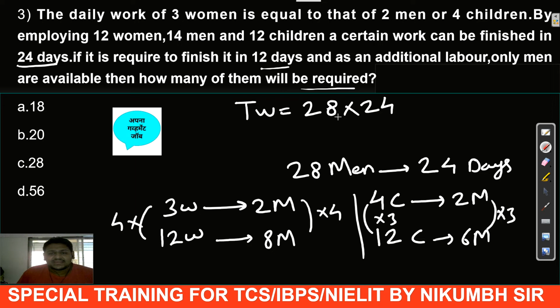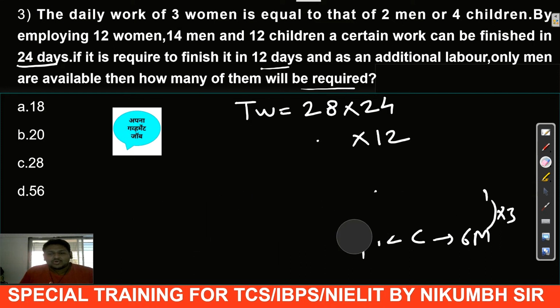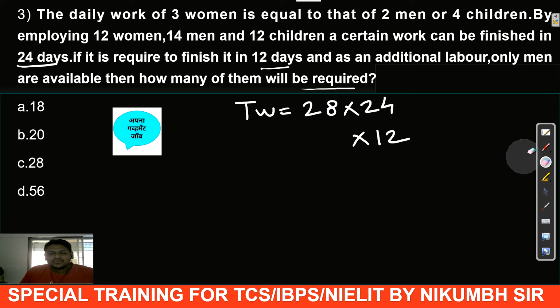Now just remember this thing, same total work. I want it to be finished in 12 days. Means it should be finished in 12 days by how many men? That is what I want to find. How to find? Obviously I don't know the number of men. Now here I can do it in two ways.